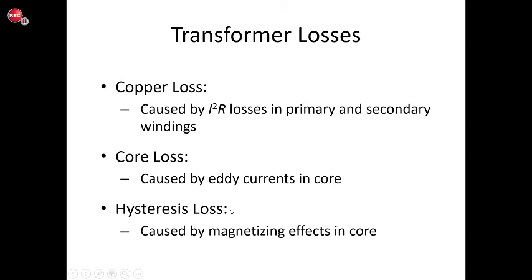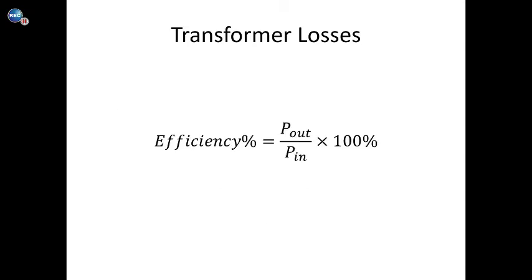We also have hysteresis losses. This has to do with the magnetizing of the core and then trying to reverse that magnetization. And so some energy is being lost when we reverse that magnetization.